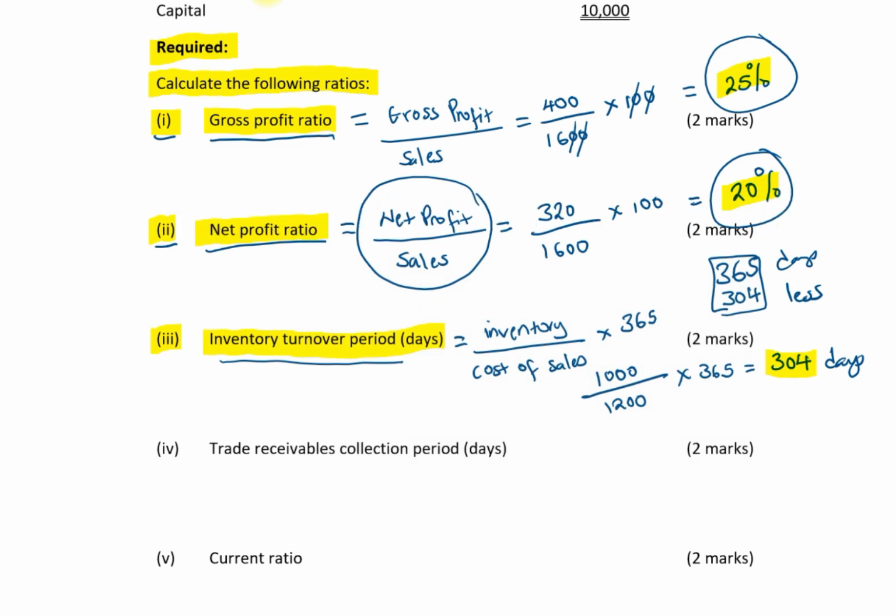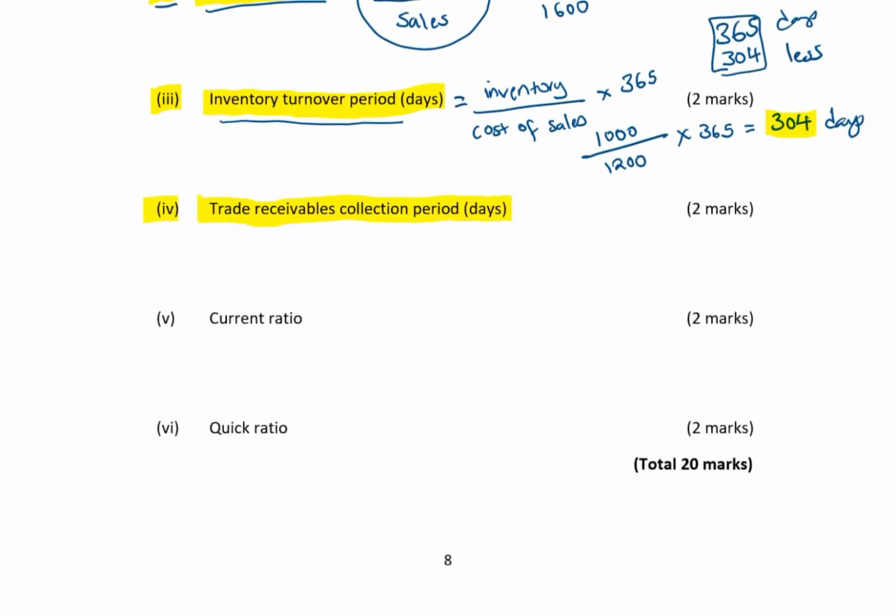Let's proceed and look at number 4. What are we supposed to calculate? We're supposed to calculate the trade receivable collection period. So we know what trade receivable is, right? Trade receivables.